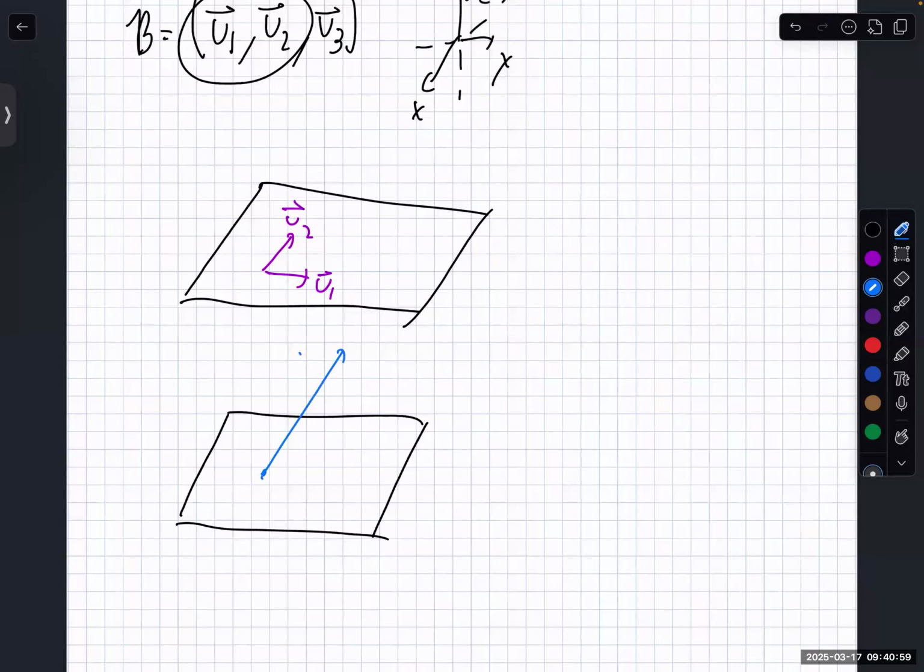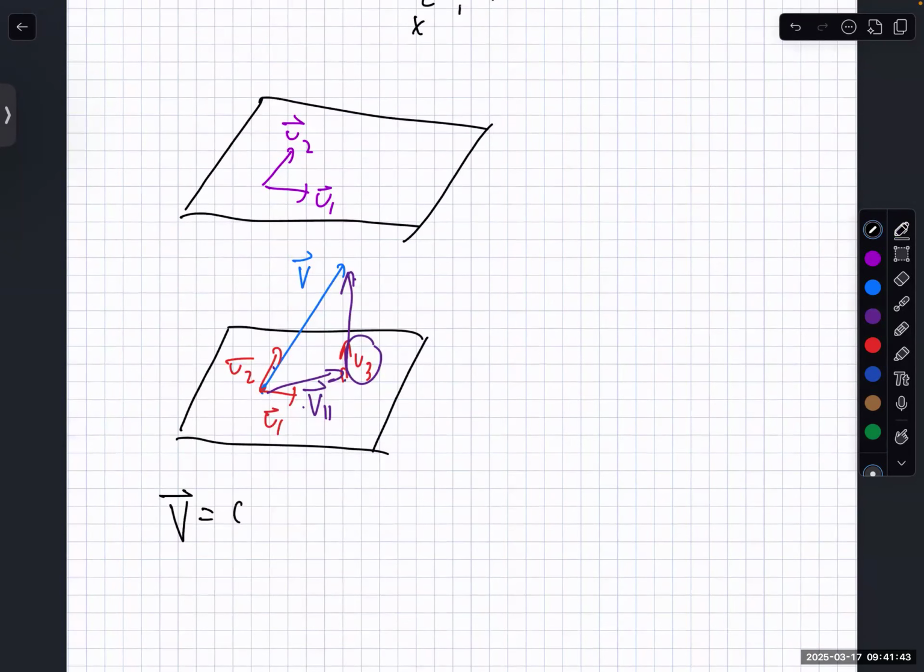And then if I've got a vector v sticking out here, there's the u1 and the u2. And that u3 vector is out here perpendicular. So essentially what's happening is I've got the v. I use u1 and u2 to get the projection of v onto this plane. And then I move in a perpendicular direction to get to v.